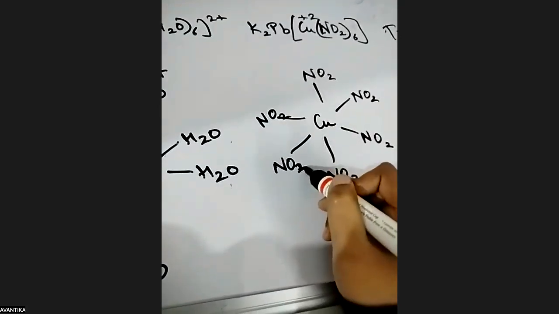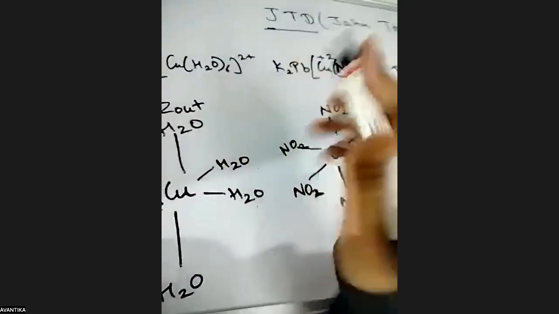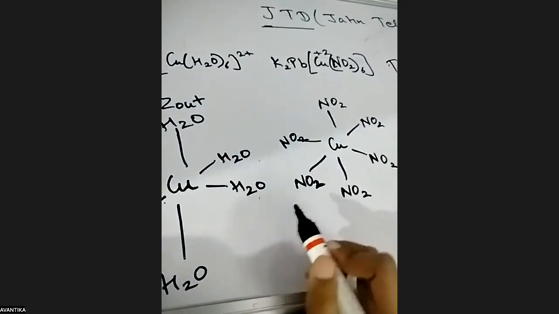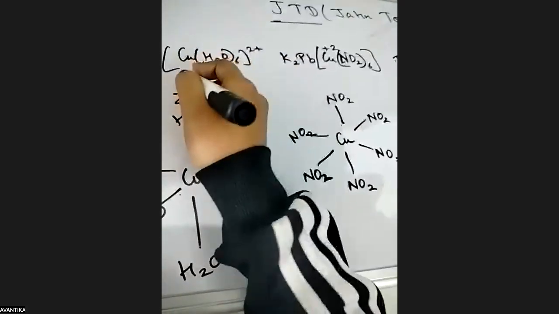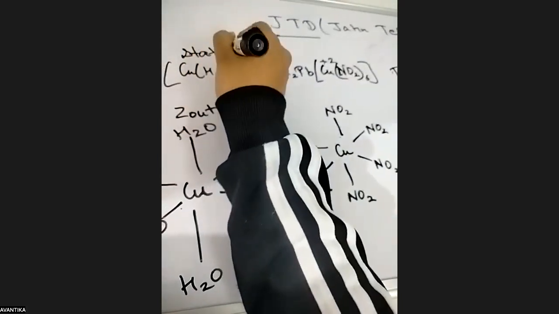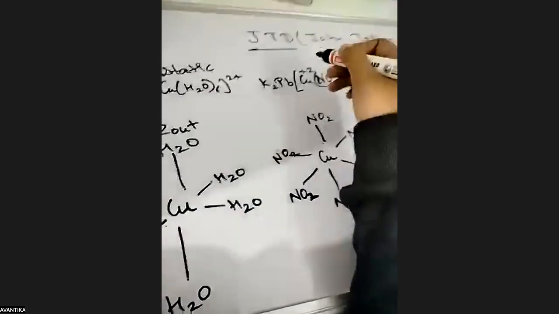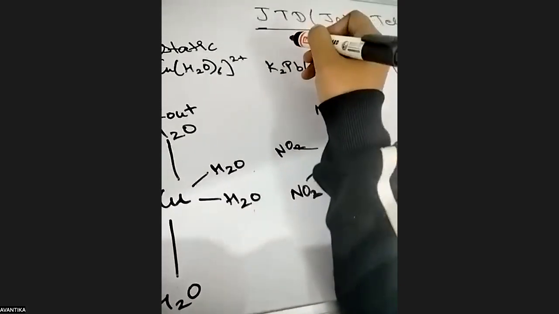So here in both these cases, electronic degeneracy is present. So the difference is that here in [Cu(H2O)6]2+ there is static JTD, and in K2Pb[Cu(NO2)6] there is dynamic JTD.